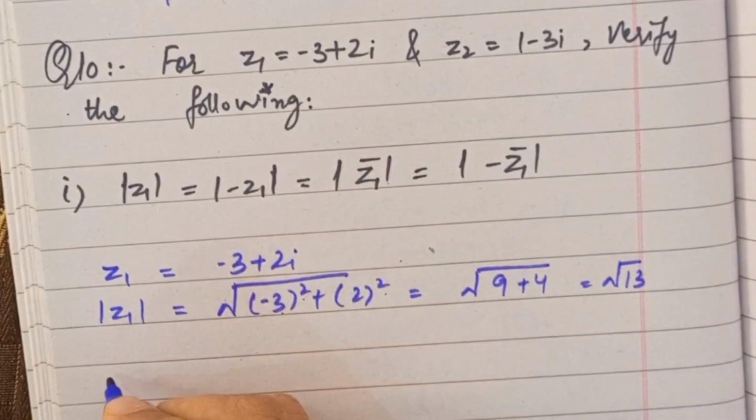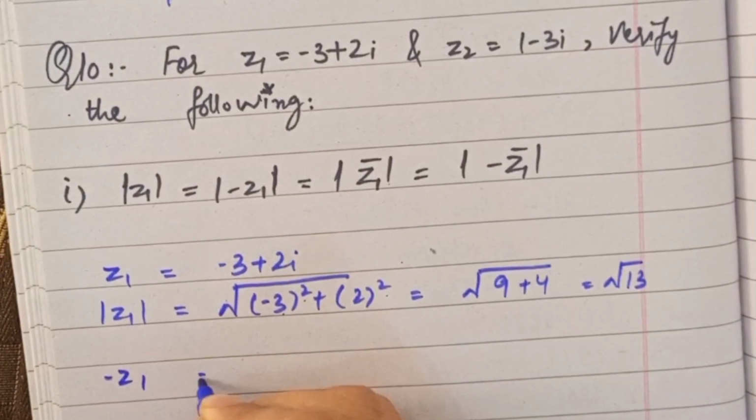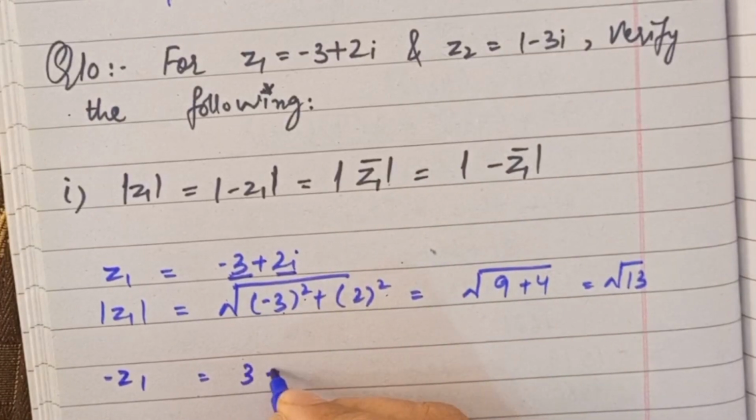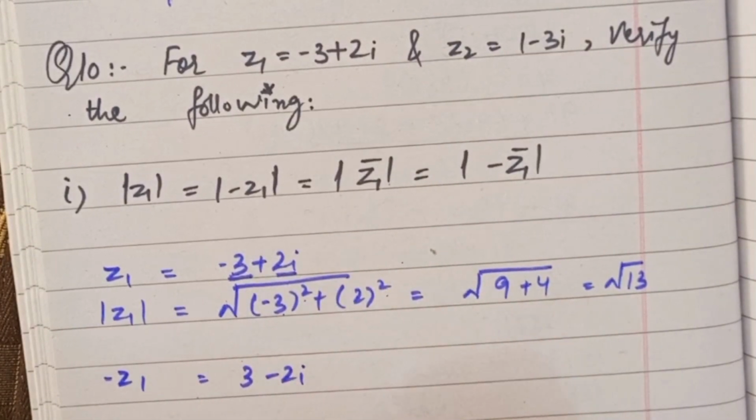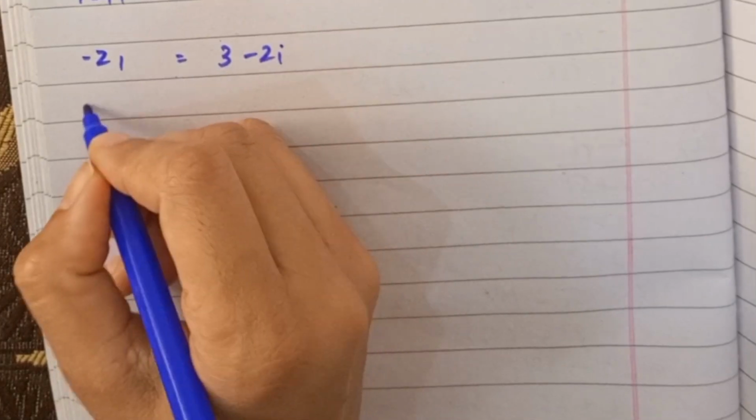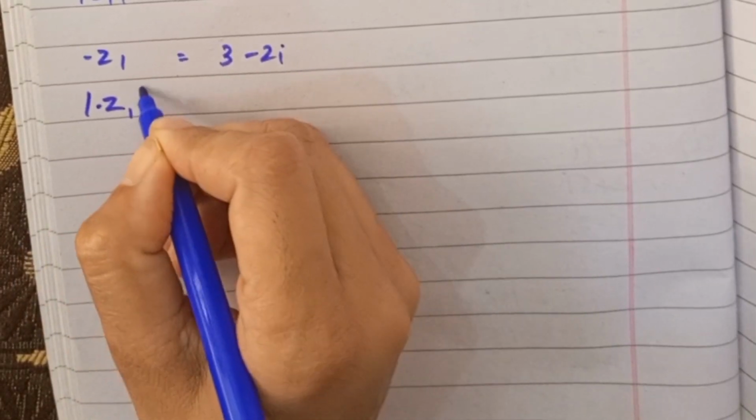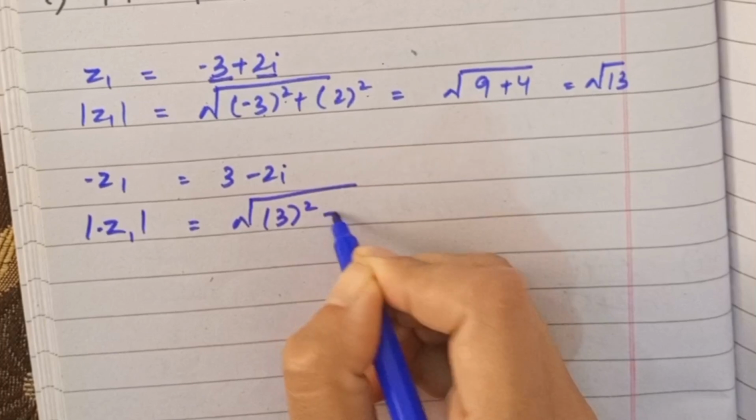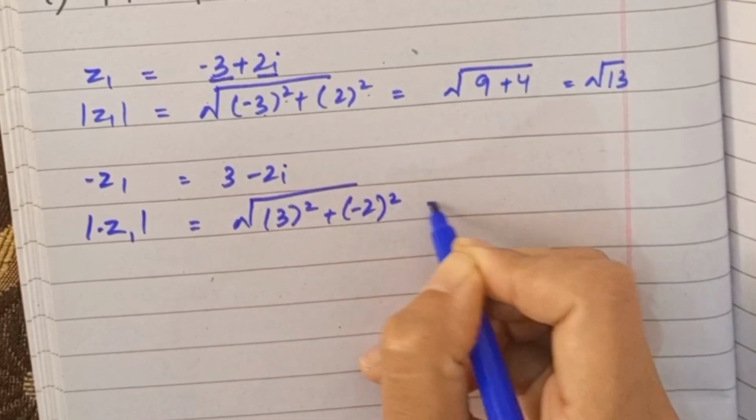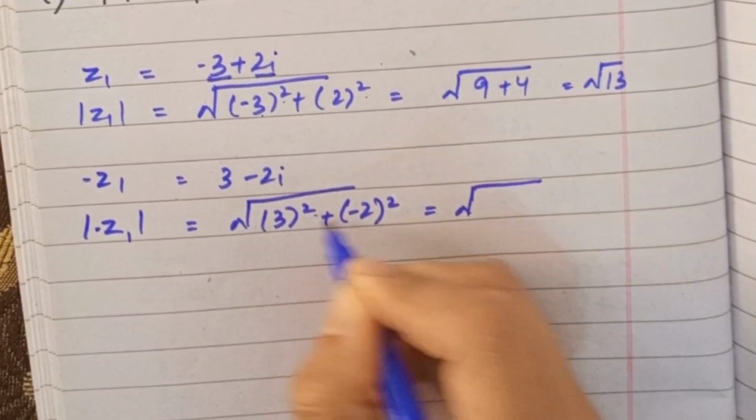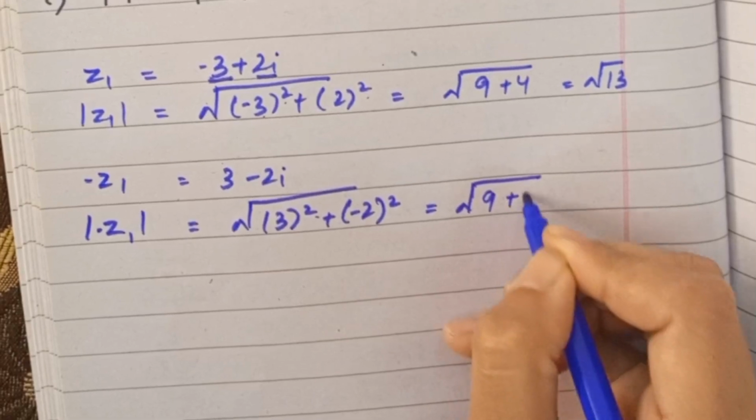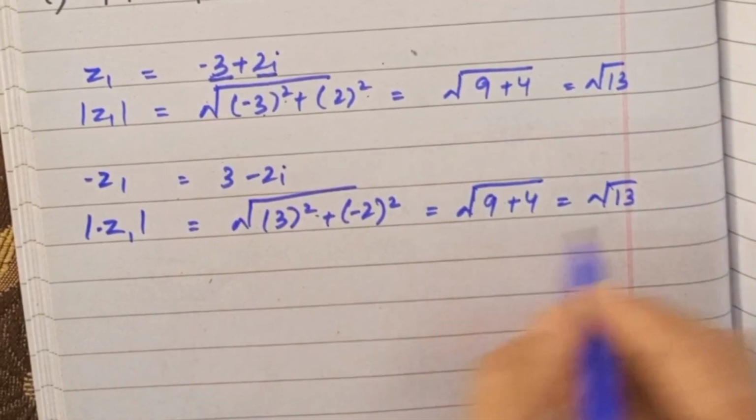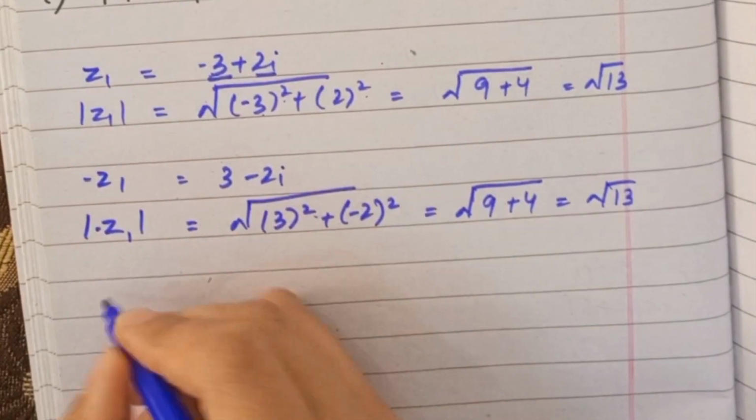Now minus Z1. Multiply minus with this term and as well as this. It will be turned into 3 minus 2 iota. 3 square minus 2 square. 3 square is 9 and 2 square is 4. It's square root of 13, so the two are equal.